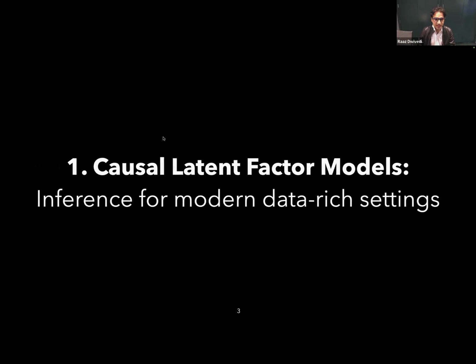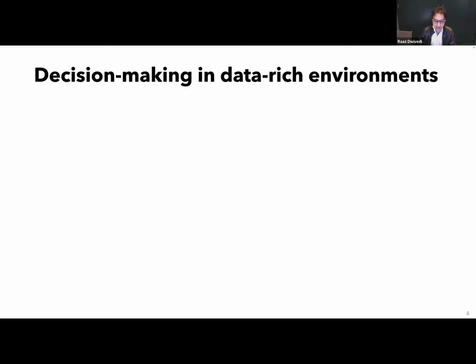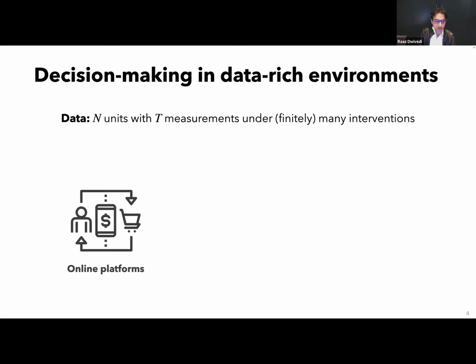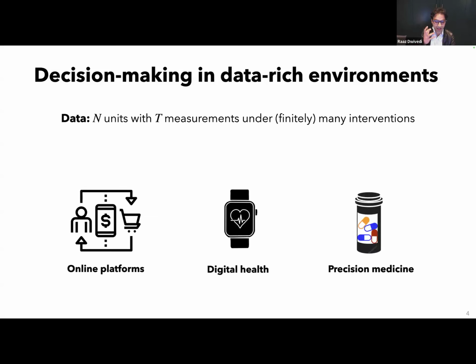The kind of settings that this talk is concerned with is decision-making in data-rich environments. These are settings where you have multiple units, which we'll denote by capital N, and many measurements, which we'll denote by capital T. We are in a decision-making kind of setting, so these measurements will be associated with different kinds of interventions. A few canonical examples are online platforms, where the units are different users and you are tracking their behavior over time under different ad interventions, different mobile applications, or different versions of the product. Those are repeated measurements that you observe for each unit, and you have multiple of them.